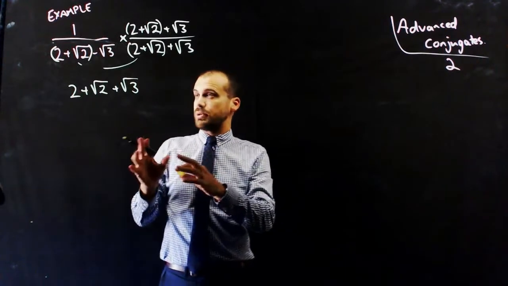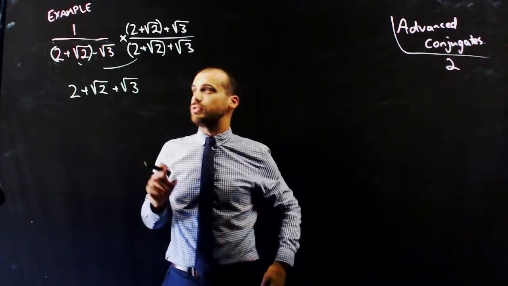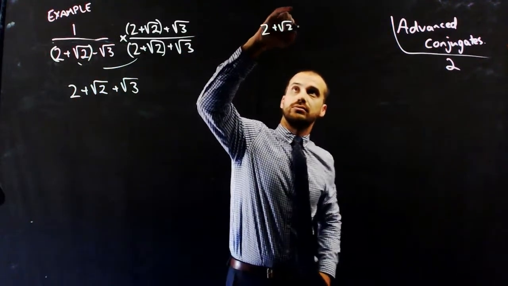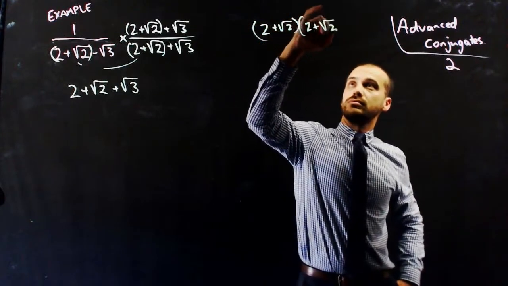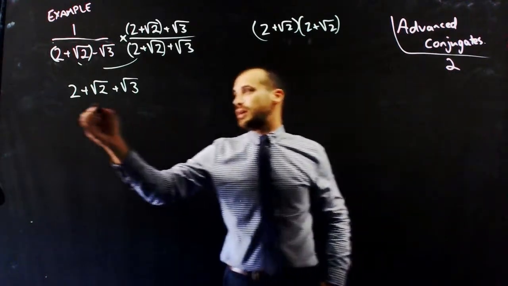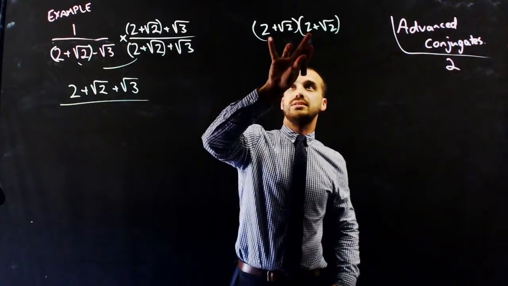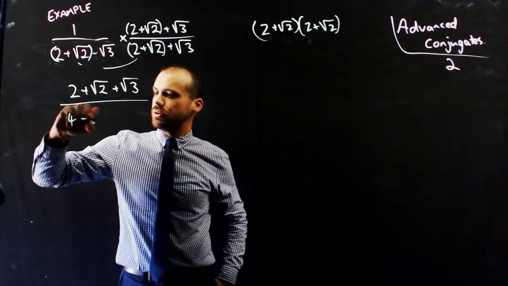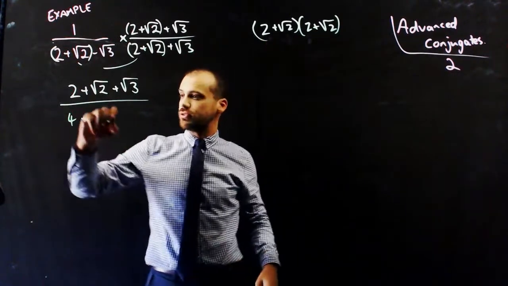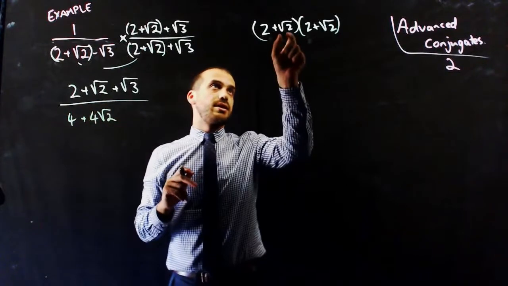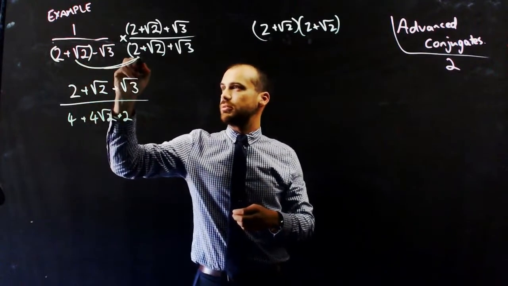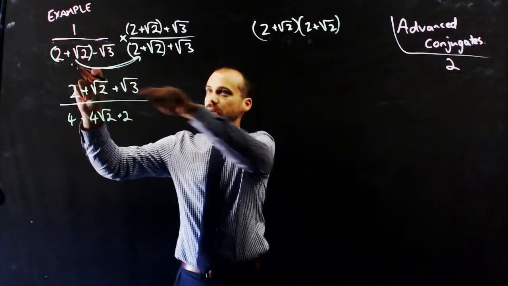So, doing this step by step, and you can do a little bit of scratch work over here if you want. 2 plus root 2 times 2 plus root 2. That's actually a perfect square. So you should know straight away that that's going to be this number squared. So 4 plus 2 times this times this. So 2 root 2 times 2, which is 4 root 2. And then it's going to be root 2 squared, which is 2. All I've done is multiply this by this. Now I'm going to do my outer ones.